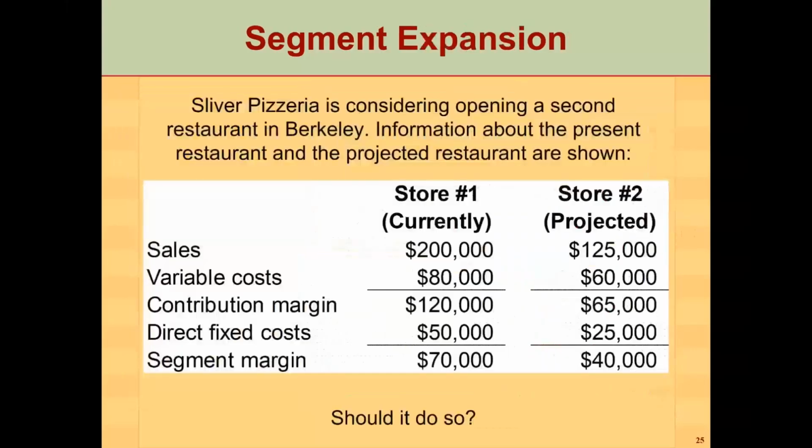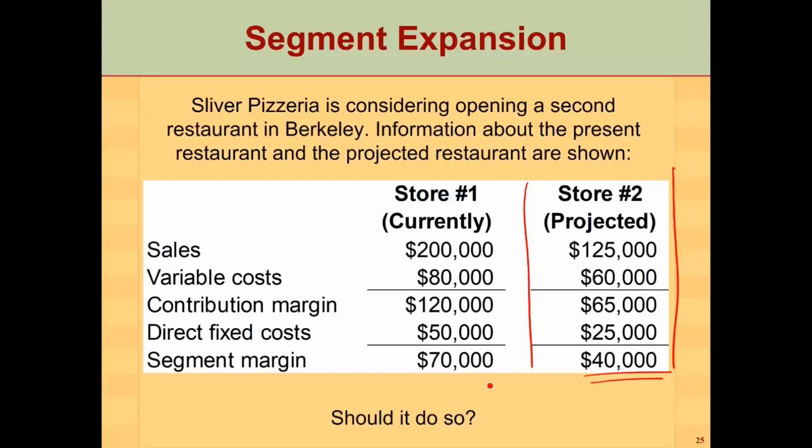Final thing here for you about expansion. Let's say that you're a pizzeria and you currently operate a store. You can see that on the left, there's store number one's data. This is the current segment margin that store is bringing in. You're thinking about opening a second store across town, okay? And you've done the data, you estimated what the sales and the costs are going to be, and store number two is going to bring in $40,000 of profit once that store is open. The question is, should you open store number two?